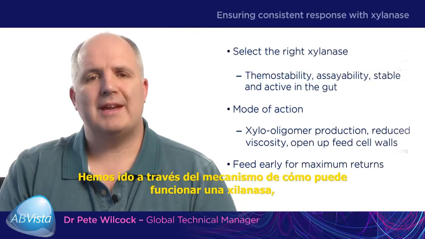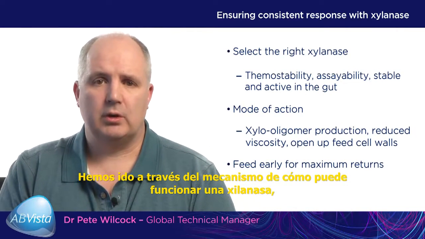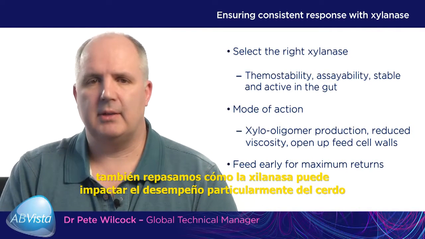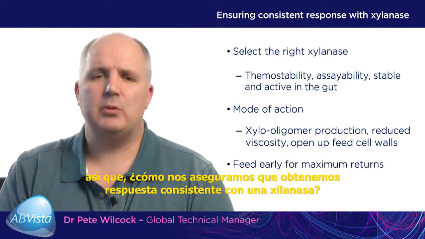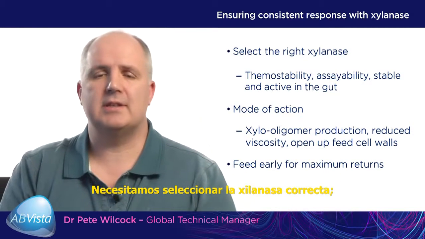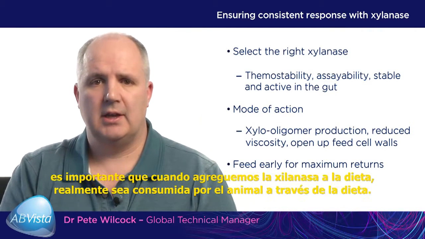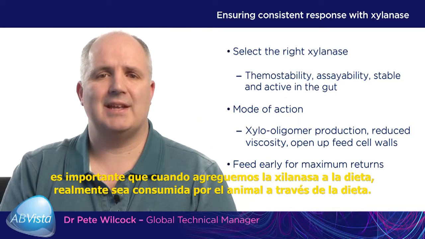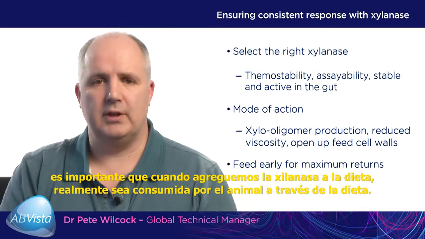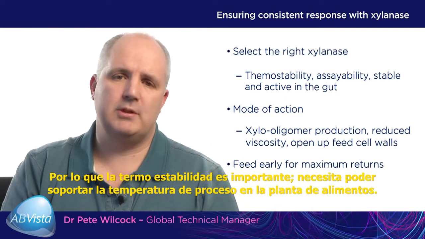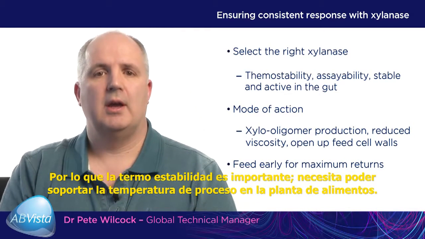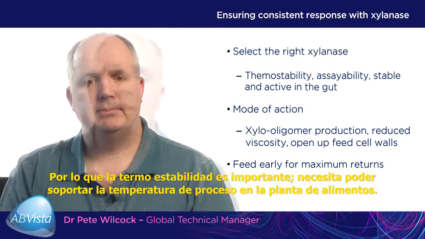So we've gone through the mechanism of how a Xylanase can work. We've also gone through how the Xylanase can impact particularly pig performance. So how do we ensure we get a consistent response with the Xylanase? We need to select the right Xylanase. It's important that when we add the Xylanase to the diet, it actually gets to the animal and can be consumed through the feed. So therefore, thermostability is important. It needs to be able to get through the processing temperature within the mill.